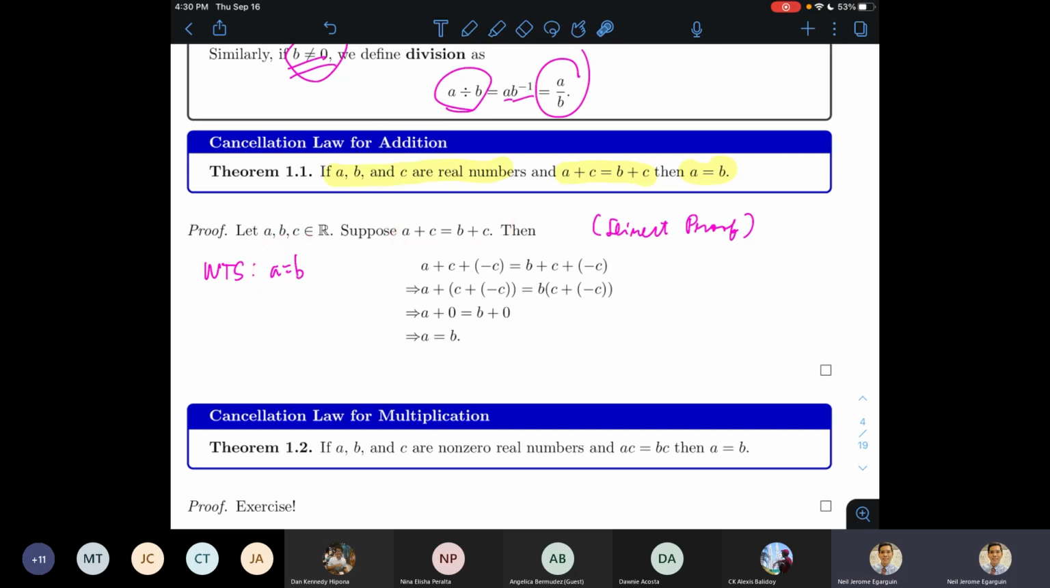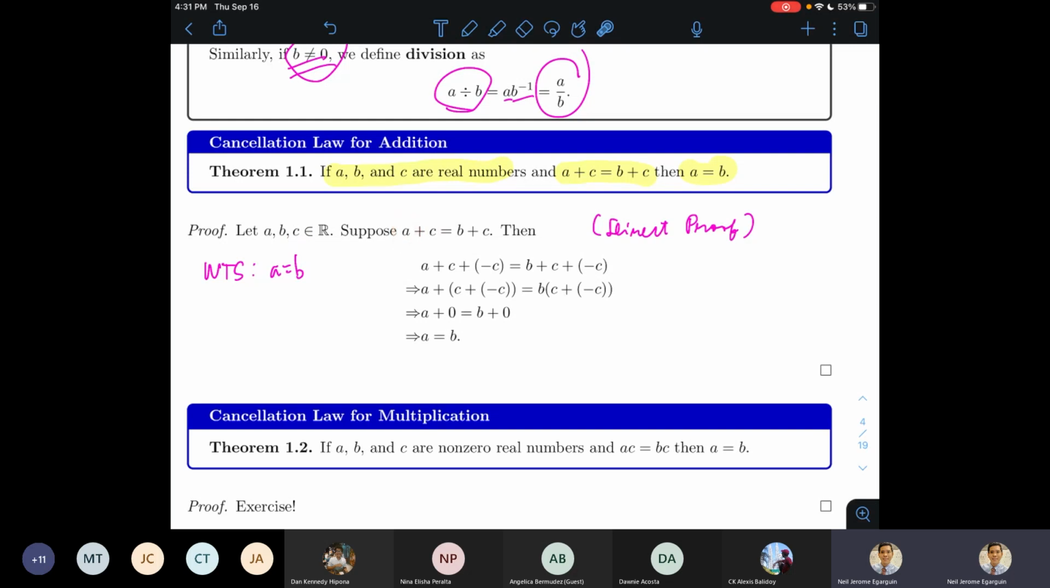So I want to get rid of the C's, but how do I get rid of the C's? Well, since C is a real number, it will have an additive inverse. So I'm planning ahead. Paano nga ba nawawala yung C? Paano ko mapapawala si C? Ibig sabihin, dapat maging zero muna siya. Paano nagiging zero, mag-add ka ng additive inverse. Tapos pag naging zero na siya, matitira nga lang ba si A?